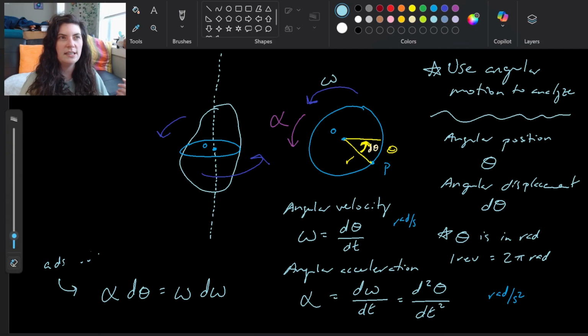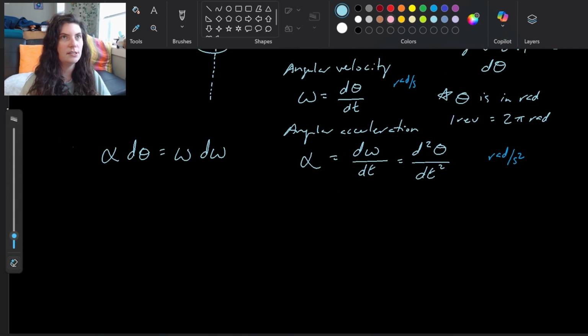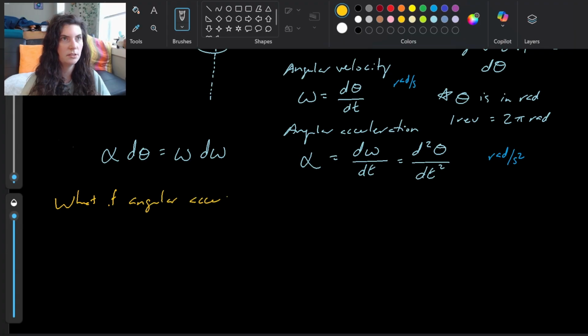So knowing that, with this idea that these relationships really remain the same, what would it look like if our angular acceleration was constant? And you're exactly right. It is just the kinematic equations for constant acceleration, just with our angular velocities, accelerations, and positions instead. Let's write those out. So what if angular acceleration is constant?